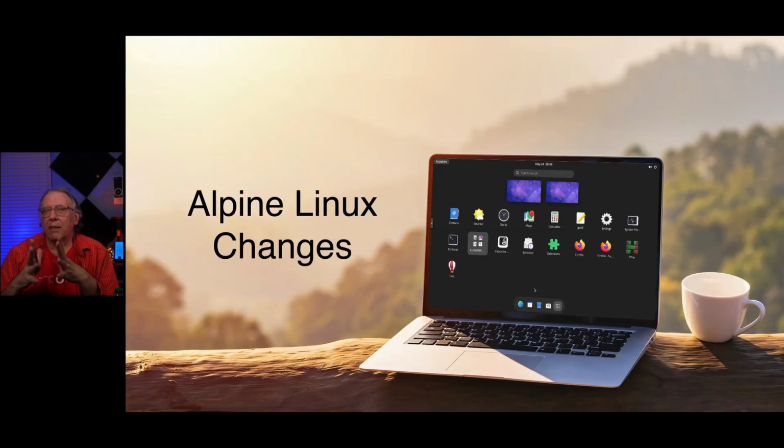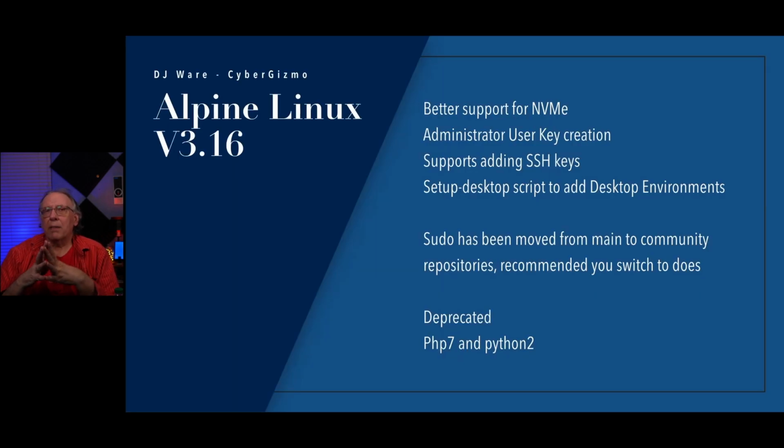So what are the changes that you can expect to find in Alpine Linux? Well, it has better support for NVMe drives, and there's an administrator user key generation that you can add to the system. There's also support for adding SSH keys. Now, I don't know if those are certificates or just the old keys that we're used to.